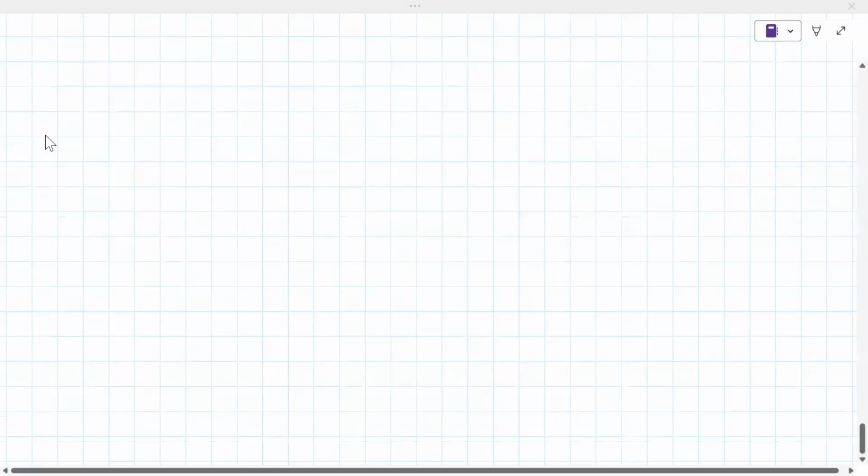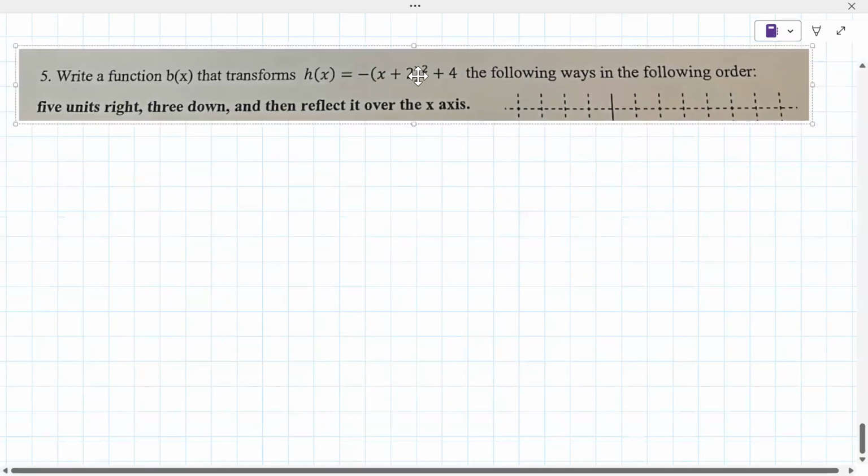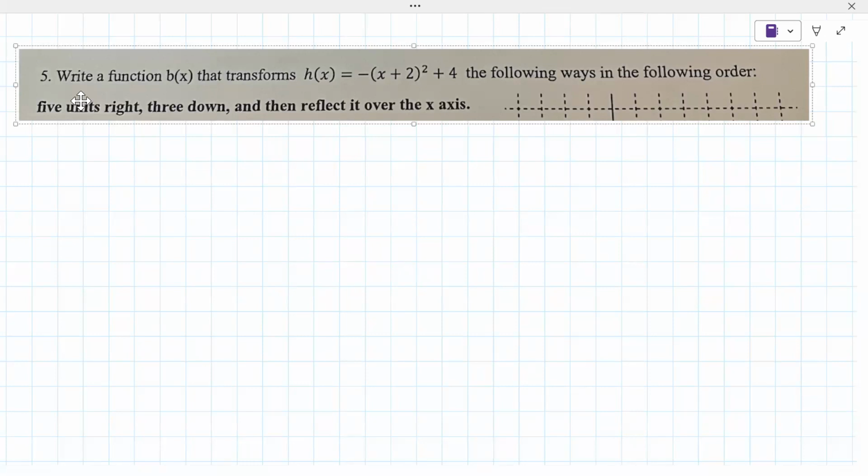All right, here we go. Write a function b of x that transforms h of x, so here's h of x, in the following ways in the following order. So 5 units to the right. The way to do this is twofold. You could make a table of the original function, or you can just know your transformations. Which way do you think you would be more likely to do it? The way we do it in class is knowing our transformations.